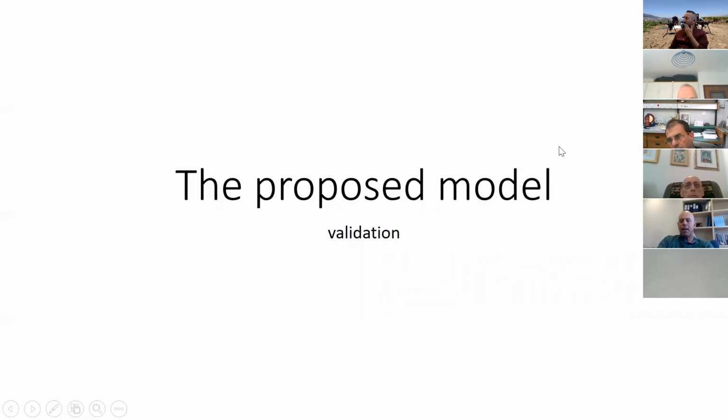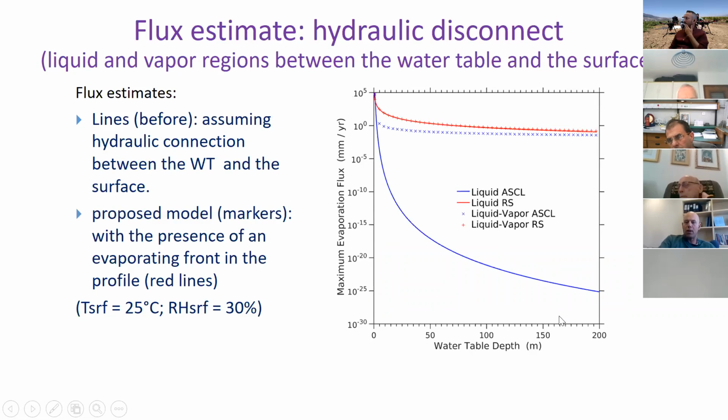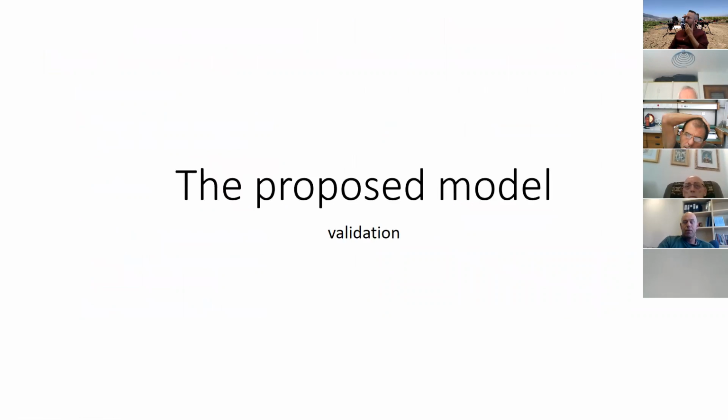So depending on the water content, on the water table depth, here with Gardner's model, we get to basically zero evaporation. But if we introduce a vapor phase region, we keep a fairly steady evaporation rate. And we think this is a much more physical approach for the system.